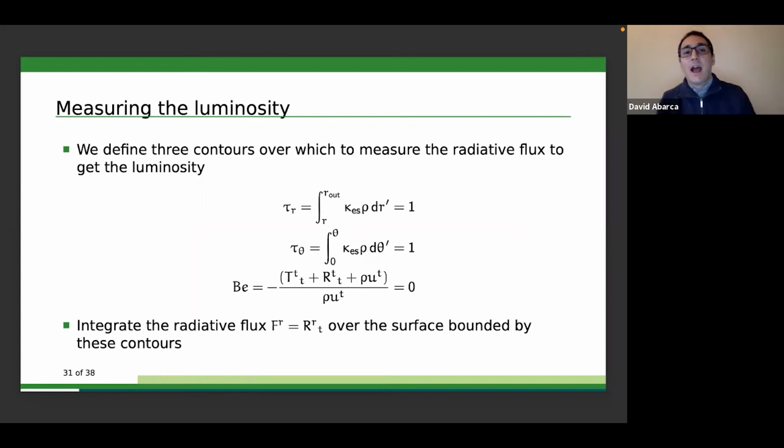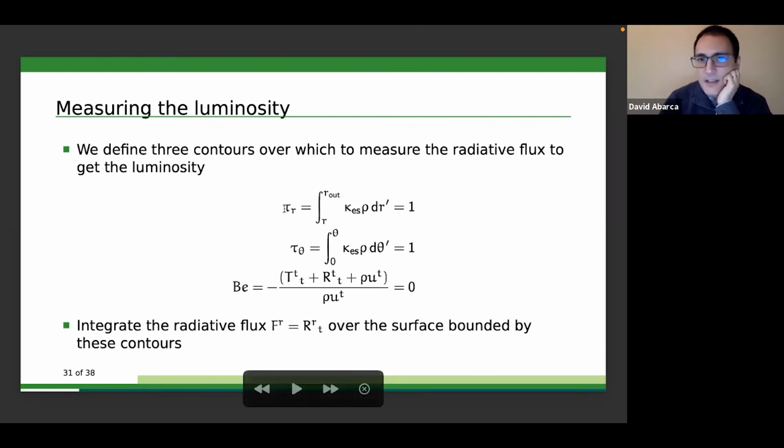Now some details about how to measure the luminosity. To actually figure out how much radiation is leaving the simulations is not super easy to measure, and there's a couple ways you can do it. To do that, we have to define 3 surfaces. The first surface is the optical depth as measured radially. So I start from some outer radius and integrate inwards to some radius r of the opacity times density, and I find the r such that this is equal to 1. I call that the optical depth as measured radially.